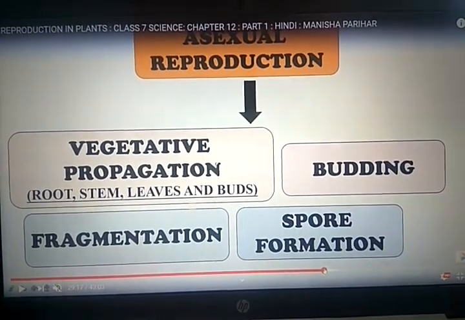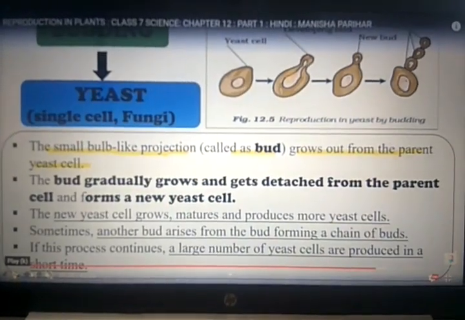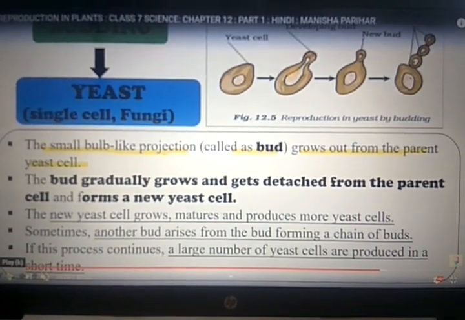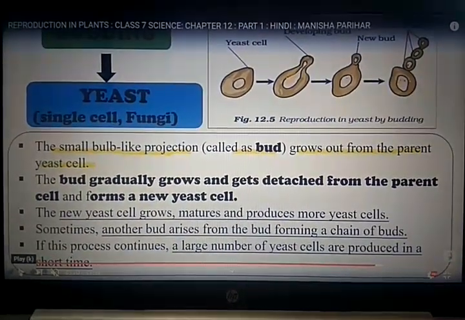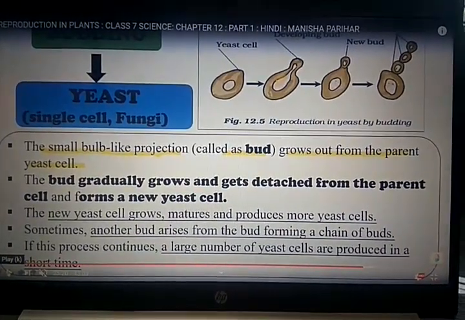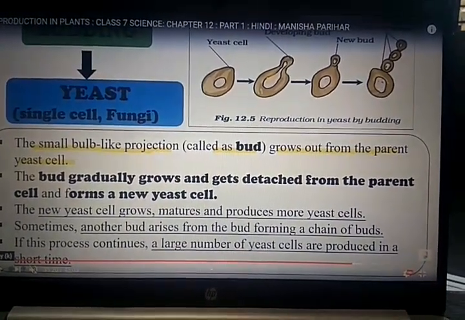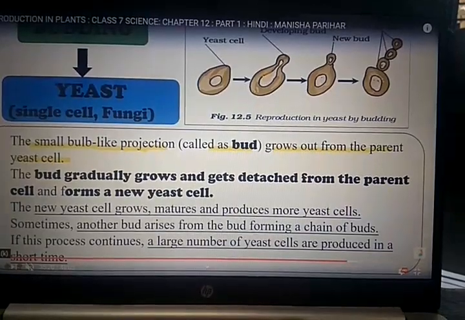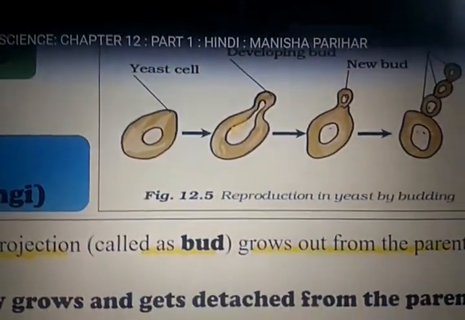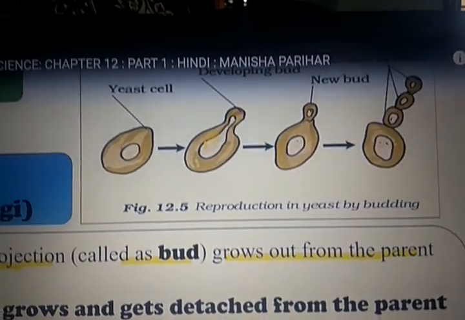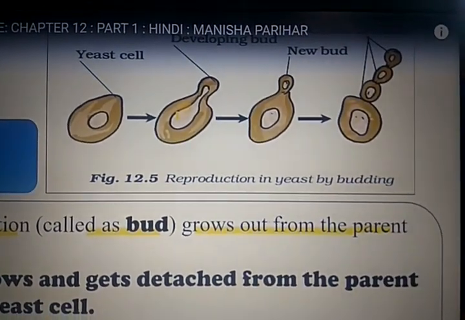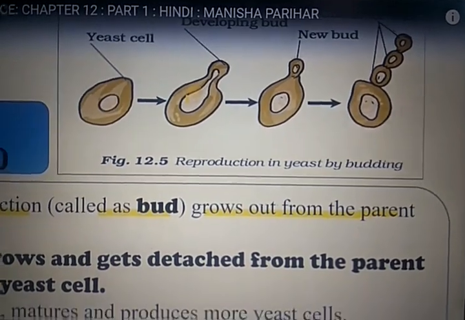Let's see in detail, starting from budding. Now budding. In budding, yeast is the best example. You can see each single cell is there. Now it is developed into buds, new buds, and then reproduction in yeast by budding.